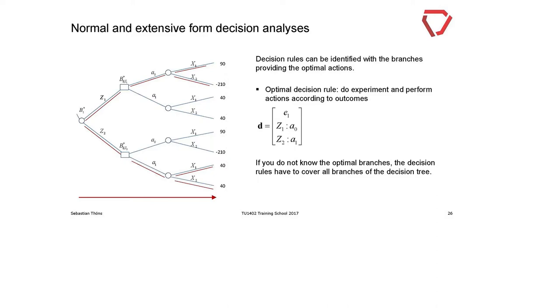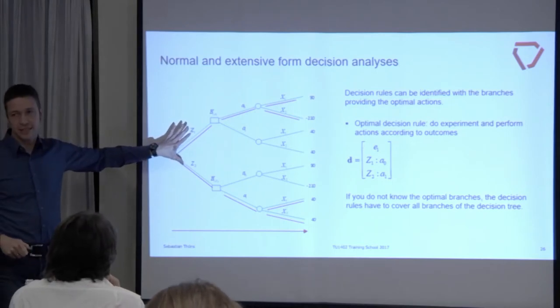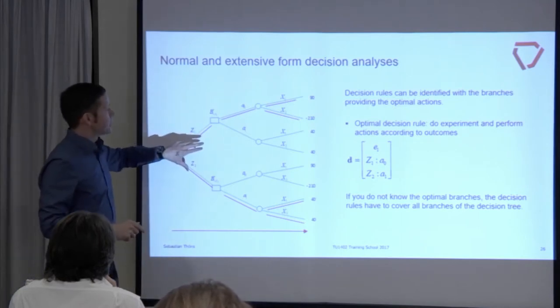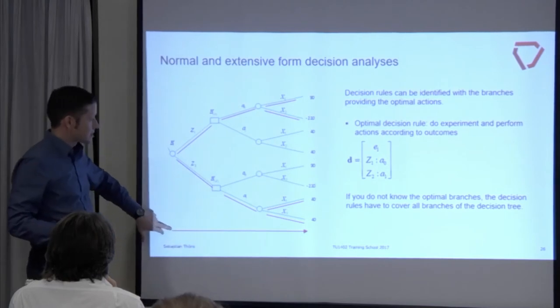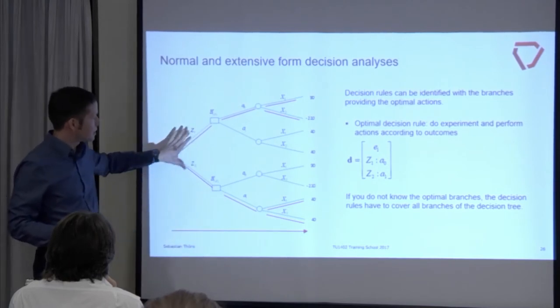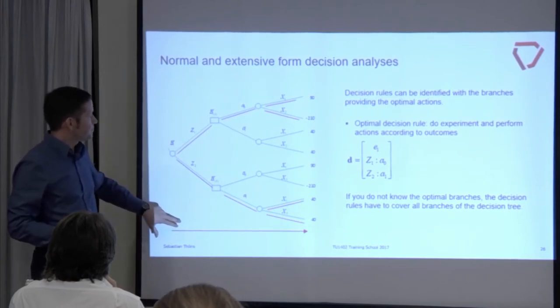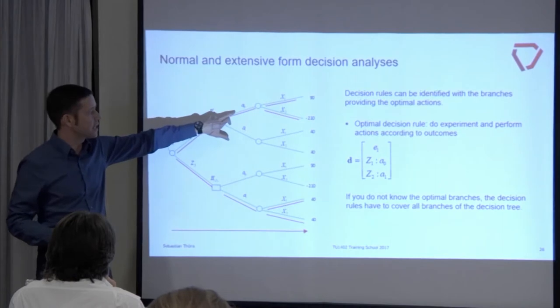And now let's say we have done this decision analysis in extensive form, and we know the optimal branches, or the branches we need to calculate to come to our result. And then we need to define, because we are working through the decision tree in this direction, decision rules so that we can connect the outcome to the action.